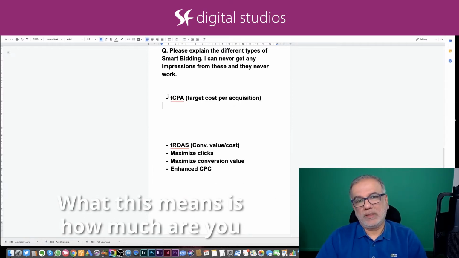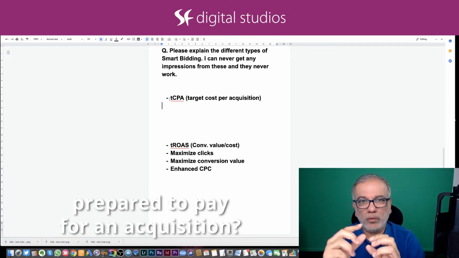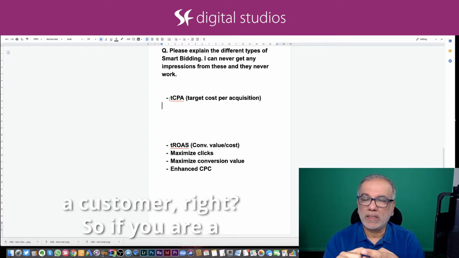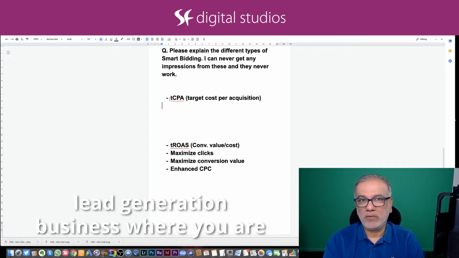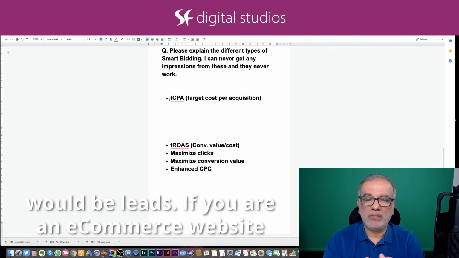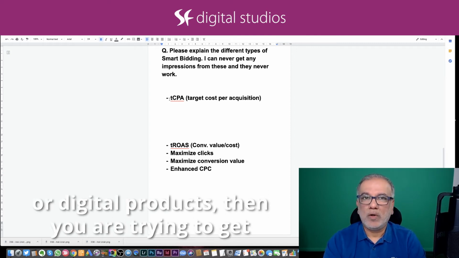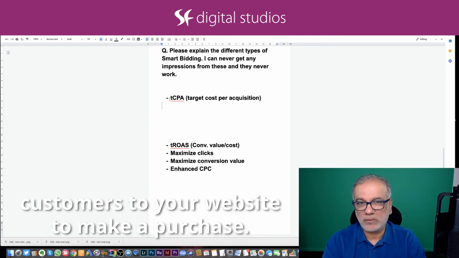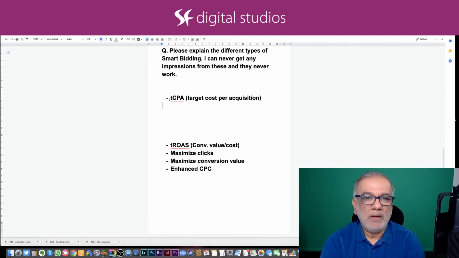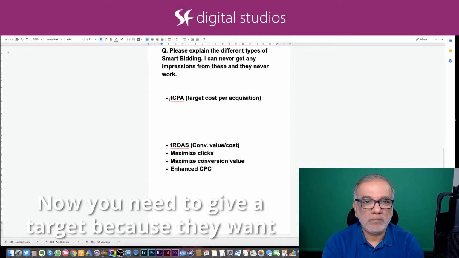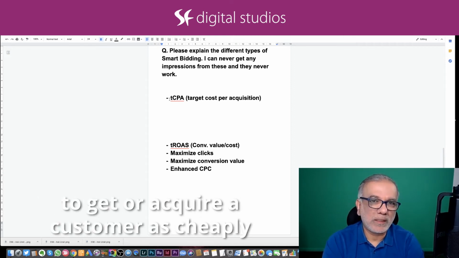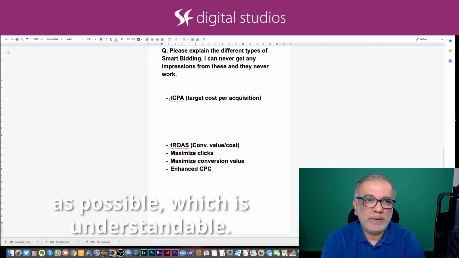What this means is how much you are prepared to pay for an acquisition. Now our acquisition could be a lead or a customer. So if you are a lead generation business, your acquisition would be leads. If you are an e-commerce website selling physical or digital products, then you are trying to get customers to your website to make a purchase. Now you need to give a target because they want to acquire a customer as cheaply as possible, which is understandable.